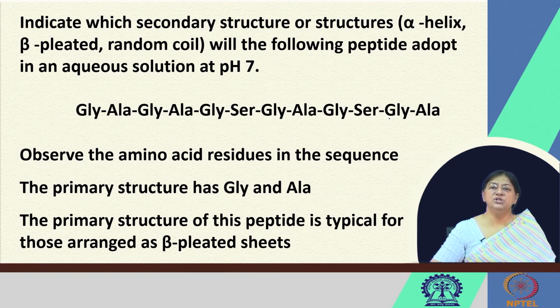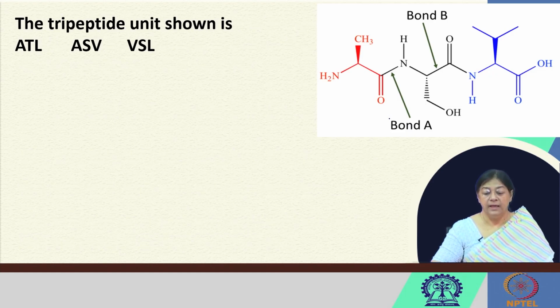So, the identification of a specific amino acid sequence and then trying to determine what structure this could adopt is a methodology that comes from the types that have been observed, where they are found, and so on and so forth. So, the observation is important as to which amino acid residues are adopted in this sequence and what kind of a structure this may conform to in an aqueous solution at pH 7. Now, there is a tripeptide unit shown here.